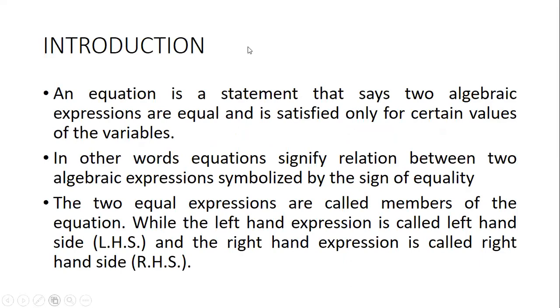So firstly, an equation is a statement that says two algebraic expressions are equal and are satisfied only for certain values of the variables. Here you will have two equal algebraic expressions, where you will have a few unknowns and a few known values. You're supposed to keep the known values and solve for the unknown values.